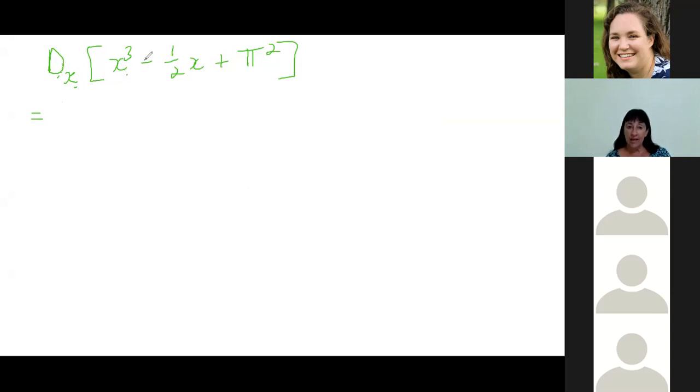So you're literally going to take the derivative of x to the 3. So bring the power forward, subtract 1. 3 minus 1 is 2. Derivative of an x is its coefficient. Pi squared is a constant squared, which is still a constant. The derivative of a constant is 0. And that is your derivative. So this d with a subscript x means find the derivative of these terms.